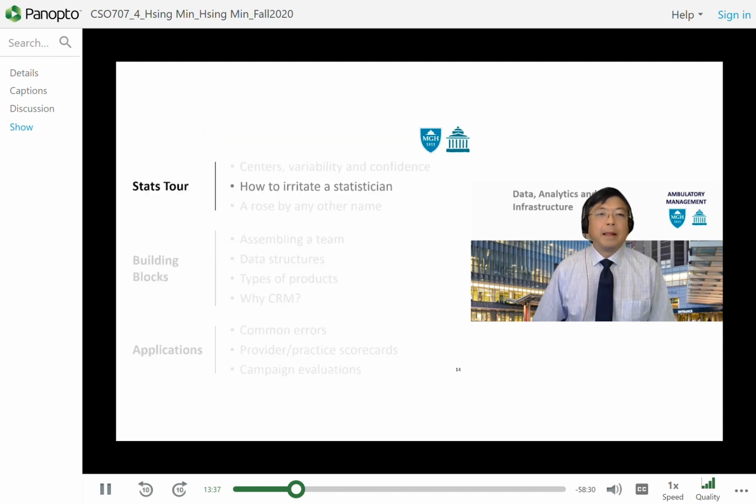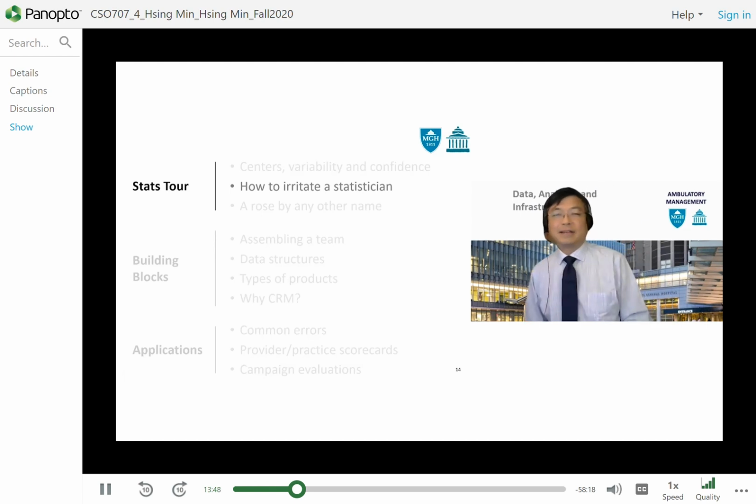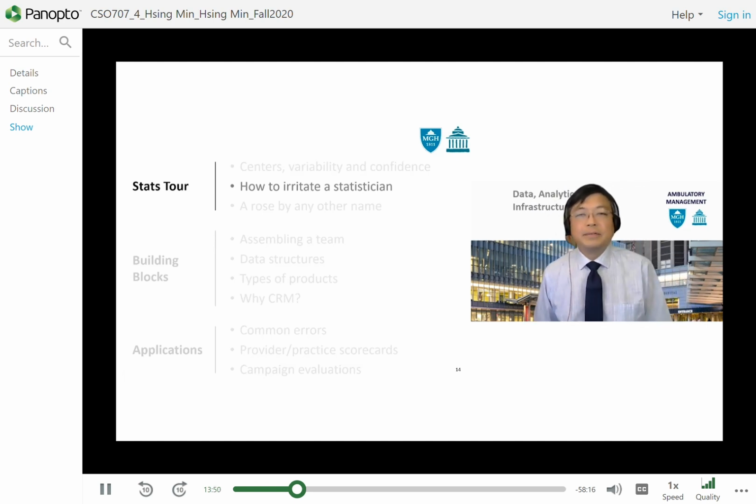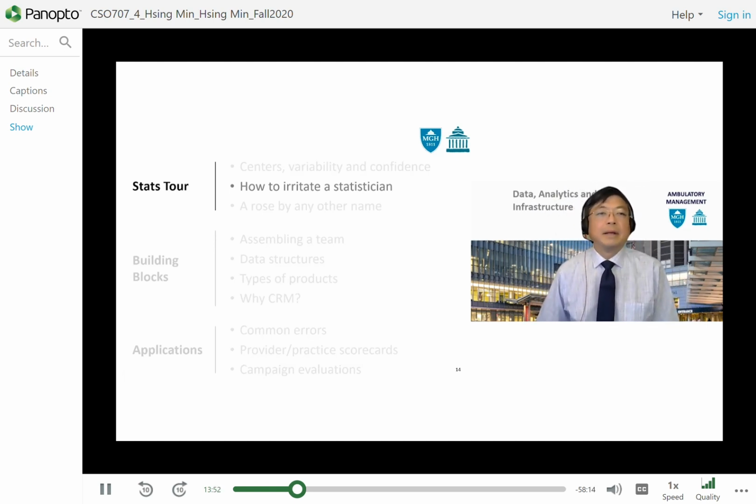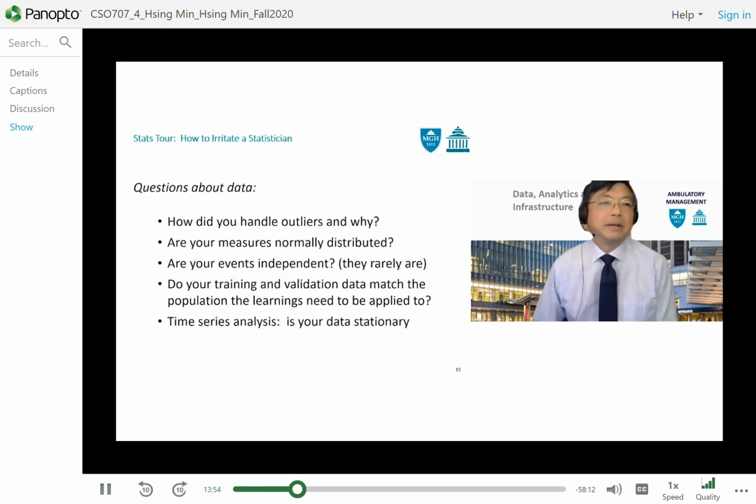Okay. All right. This section about how to irritate a statistician is really just key questions you should ask yourself, or if you want to irritate a statistician, you can ask him or her when you see results that are provided. When it comes to the data, outliers, we've already covered why that's important. How and why did you decide how to handle the outliers? Did you exclude them, include them? Did you have a threshold?